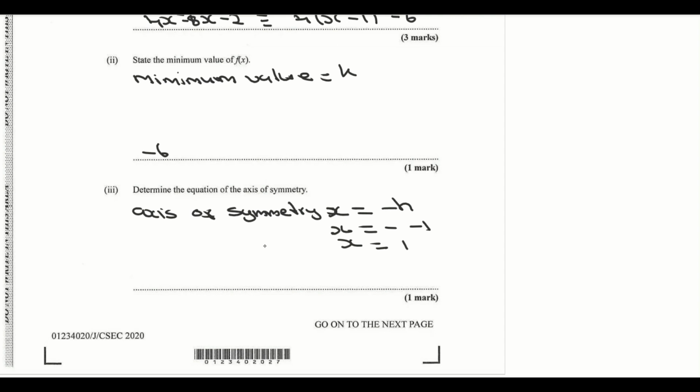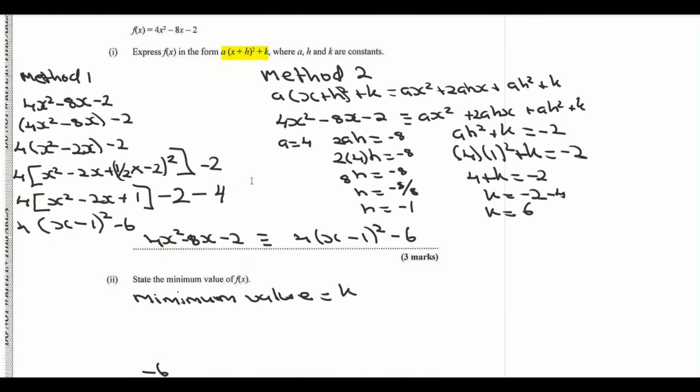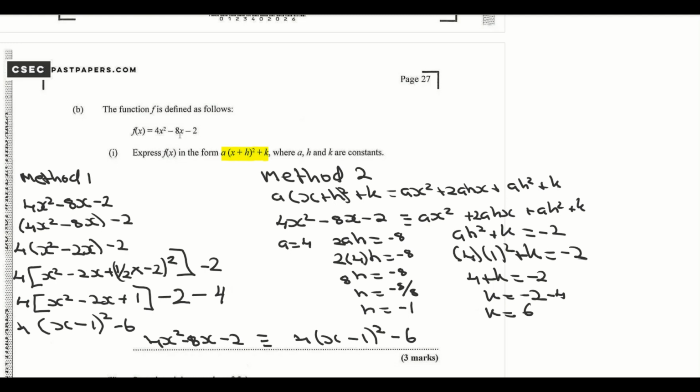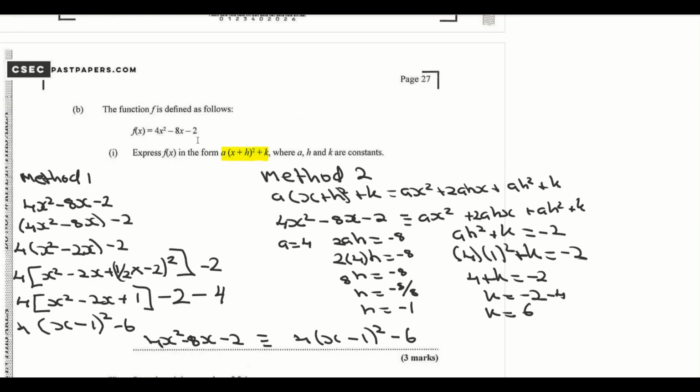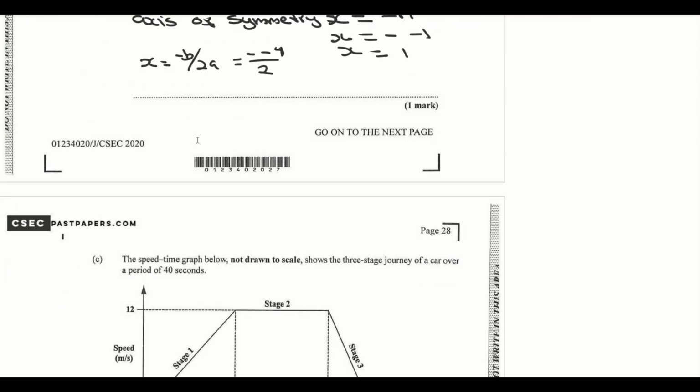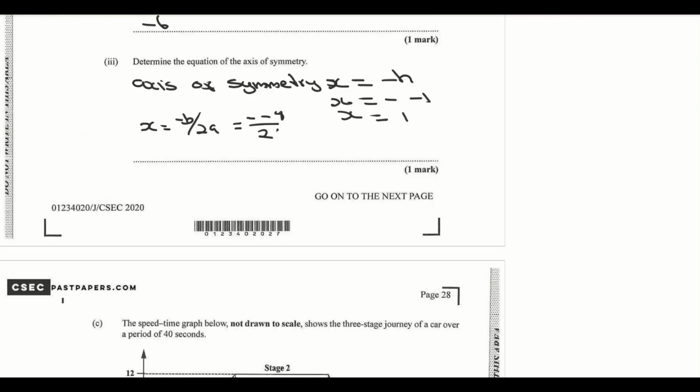Again, if you did not complete the square, you could say that the axis of symmetry x is equal to minus b all over 2a. What is minus b? Minus b is minus 8. So this would be minus 8 all over 2. And what is a? a is 4. So that is positive 8 divided by 8, which is 1. So that is the next way you could have solved it.